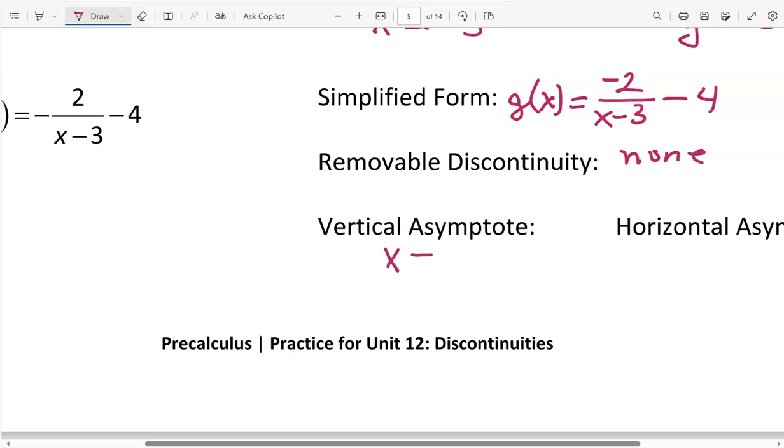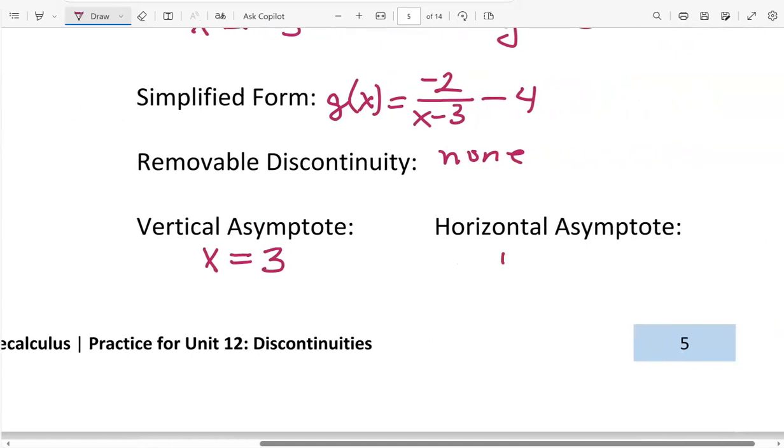The vertical asymptote is found by the value of x that makes the denominator equal to 0. So x equals 3. And the horizontal asymptote is found by the vertical translation of this graph, and so we see a minus 4 after the fractional value, so that means it's down 4, or the horizontal asymptote is at y equals negative 4.